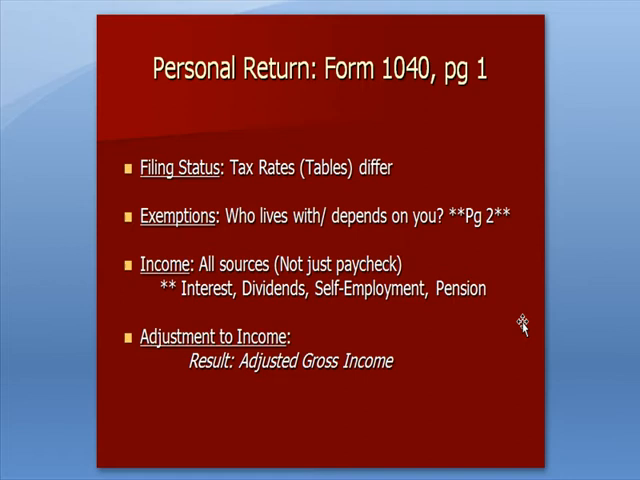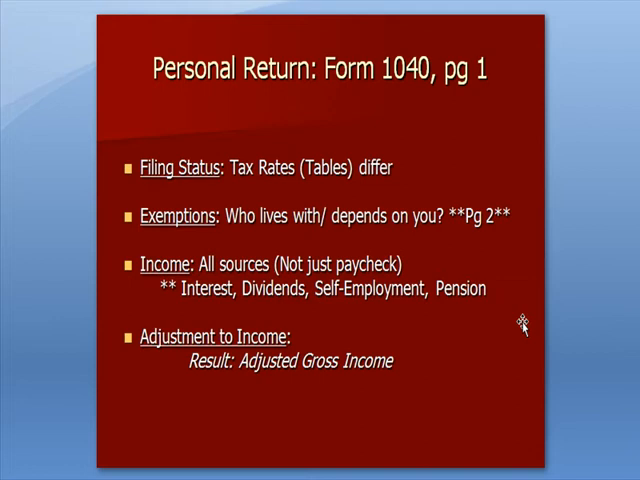The first is filing status, and for most situations that's married filing jointly. The significance of that is that there are different tax tables depending on if you're single, married filing separately, married filing jointly. The second is exemptions, and the way of thinking of an exemption is who lives with you, depends on you, who do you support financially. It's listed on page 1 and the financial calculations on page 2 of the 1040.